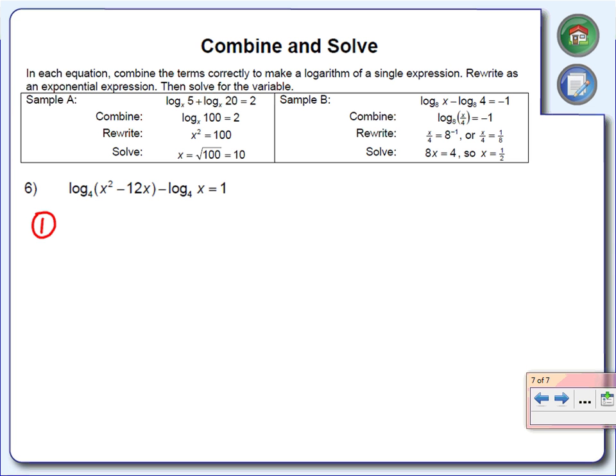Okay, we're going to take the x squared minus 12x and divide it by x. Okay, so let me go ahead and rewrite that, and I'm going to show my work. So we're going to do x squared minus 12x, and here in a second, we're going to divide it by x. Don't forget, it's still equal to 1.